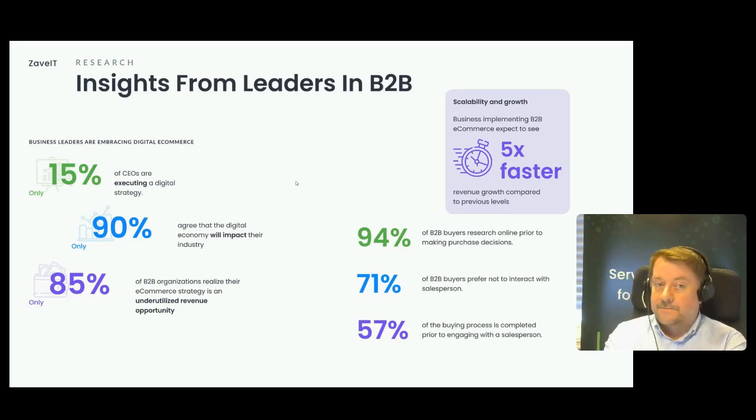The other thing is that, for example, 71% of business-to-business buyers prefer not to interact with a salesperson. And that's very interesting as well. And then when you know that businesses implementing e-commerce will grow 5 times faster with revenue, this is quite important.